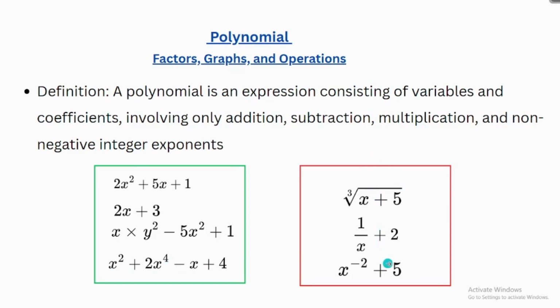These are not polynomials. Why? Because x is under a third root or under a square root, so it's not a polynomial. Also, when x is in the denominator, why? Because it is x to the power -1. Exponents must be non-negative integers. It's not acceptable to have a negative exponent like this.